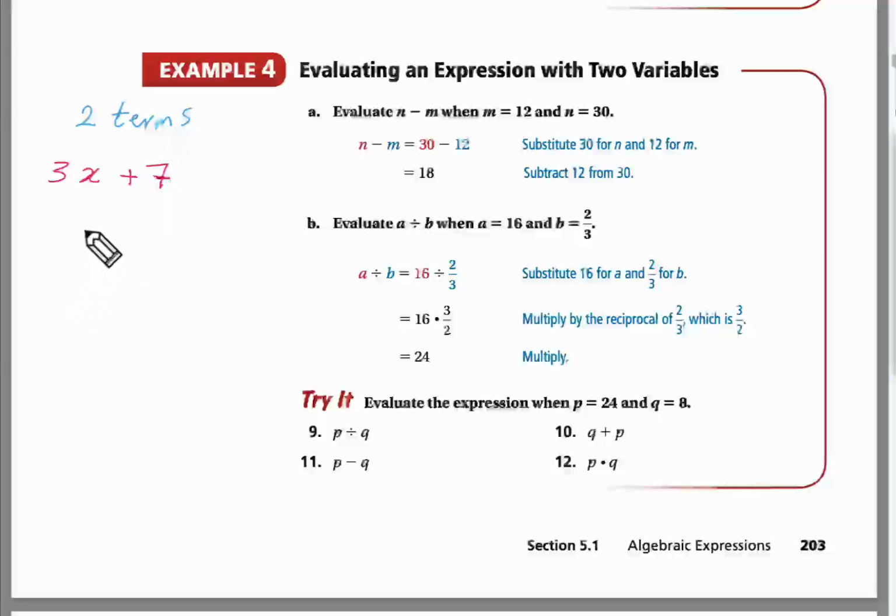Okay. Here we have 3 as a number, numerical value, and 7 as a number. Which one of these two is coefficient and which one is constant? Coefficient is 3. Yes. And constant is 7. Excellent. So the coefficient here is 3 and the constant is 7.